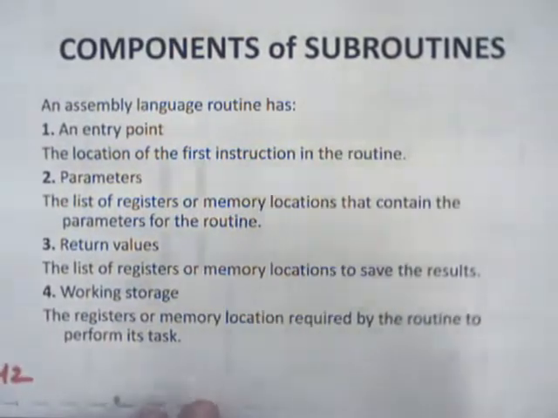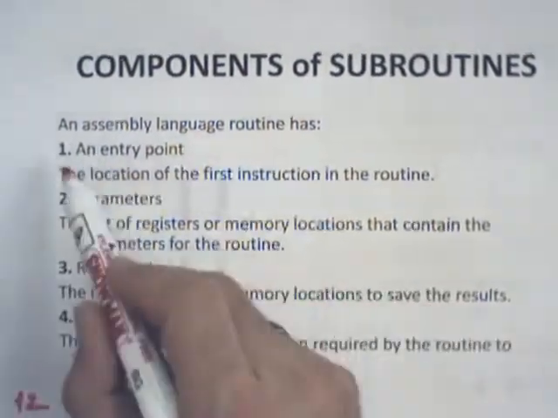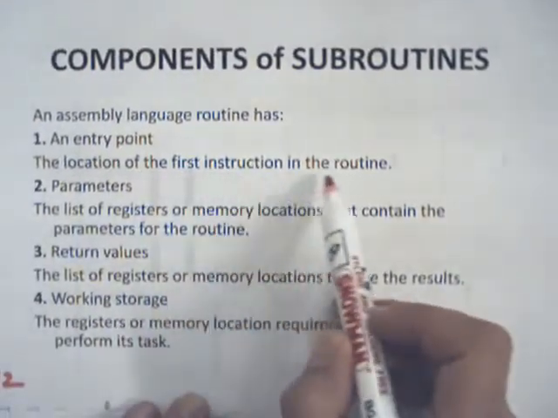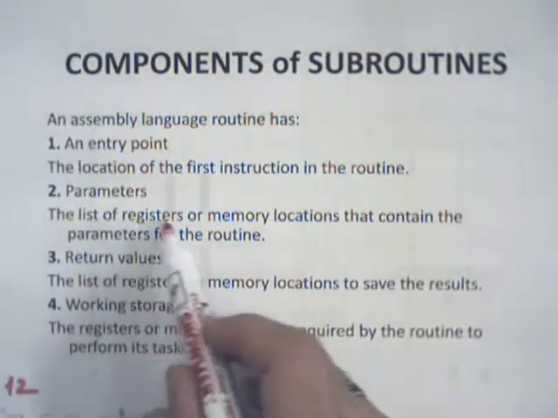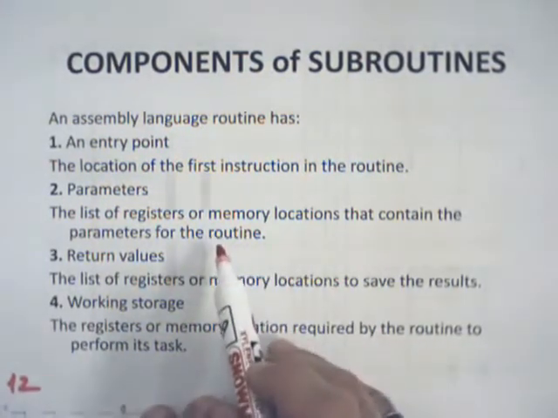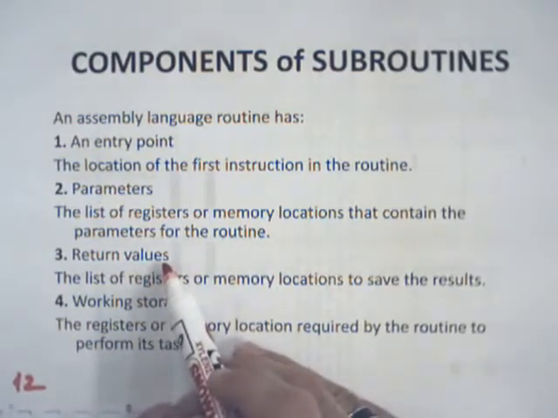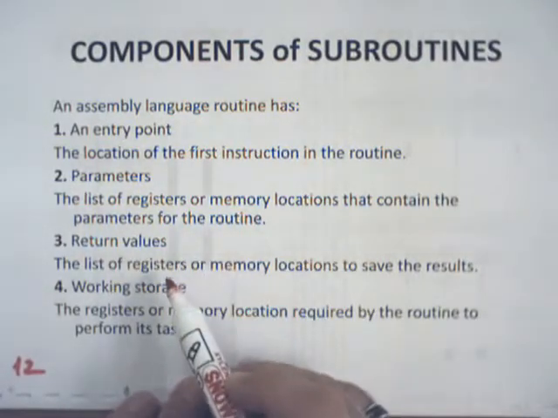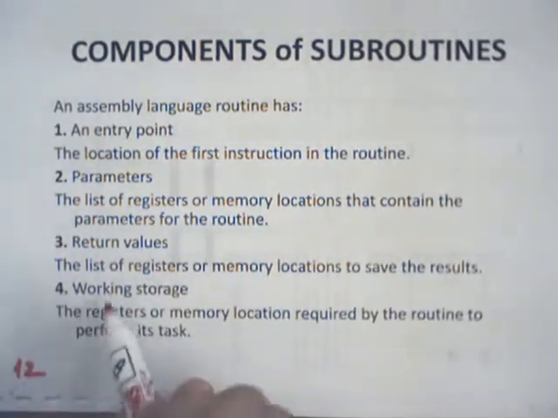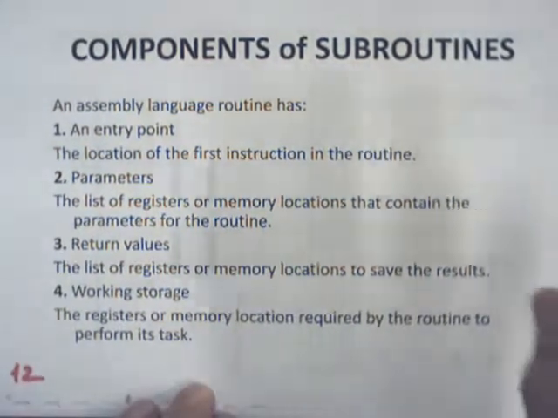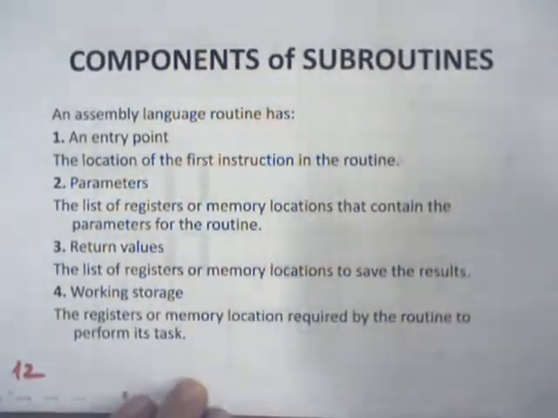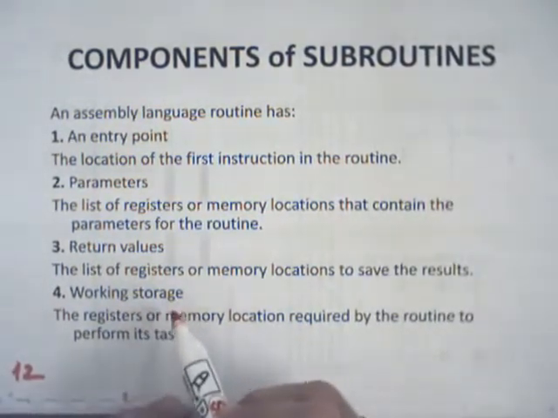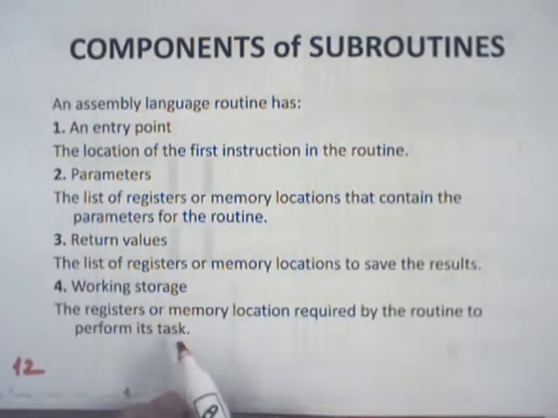So the components of subroutines are: one, an entry point, which is called this one, the location of the first instruction in the routine. Then parameters, the list of the registers or memory locations that contain the parameters for the routine. Then return values, what values are returned back to the main program registers after completing the subroutine. And working storage. This is the memory space allocated for the subroutine only.